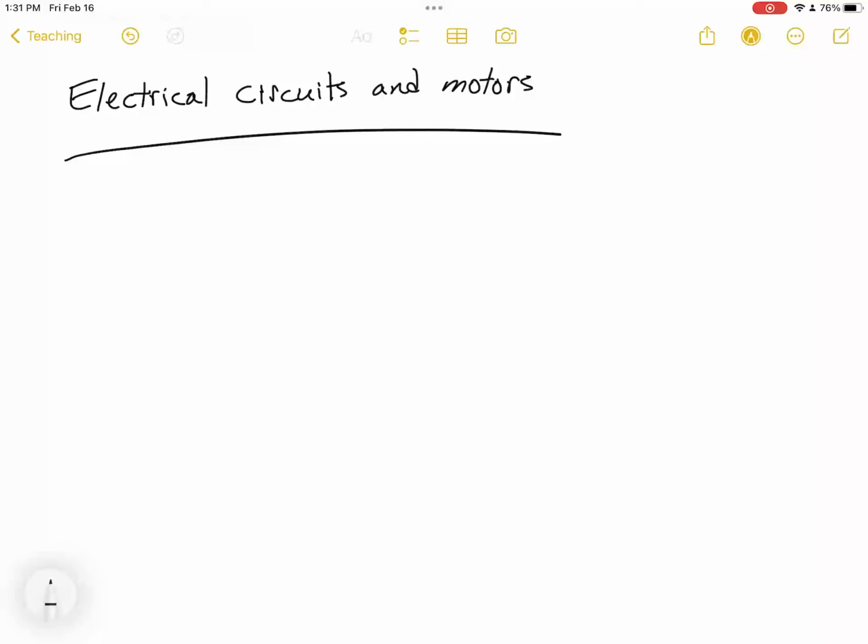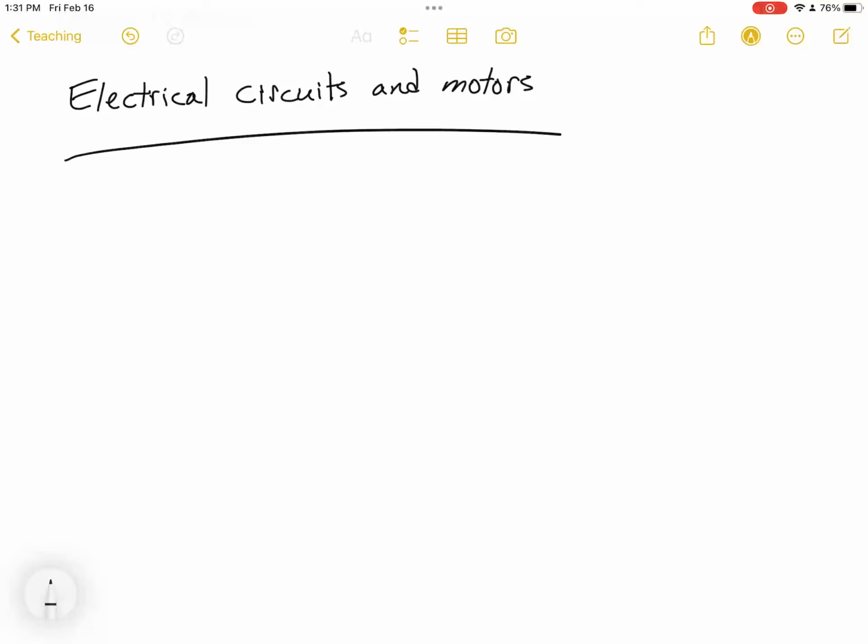In this video, we're going to be talking about electrical circuits and motors, and we're going to eventually show that the mathematical analysis and mathematical tools that we've been using for physical systems and mass spring damper systems also apply to electrical systems. So, a bit of a brief introduction to electricity.